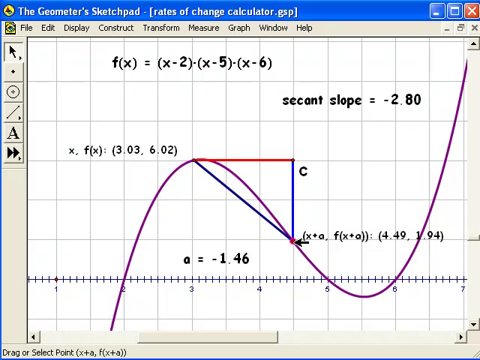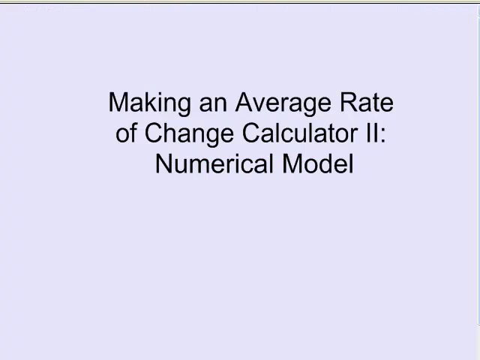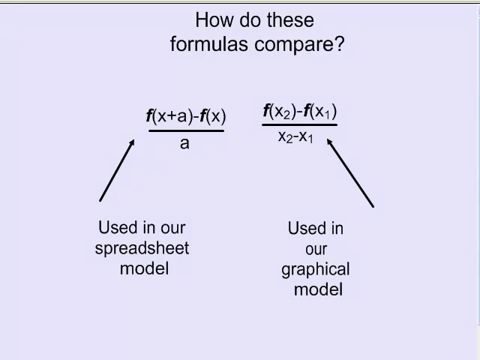Okay, so that's the way it looks graphically, and it's just the same idea, an average rate of change calculator. The formula has changed a little bit. In our spreadsheet model, this is the formula I want you to use. When we made our graphical model, that was the formula we used for calculating the average rate of change.